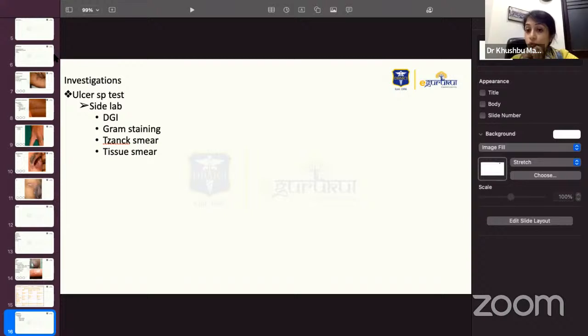And how do I do that? I do a tissue smear. How do I stain it? I stain it with Giemsa stain. Sometimes they may not give you tissue smear, they may say Giemsa stain. So that also you can do for Donovanosis. Clear? So these are the relevant investigations.